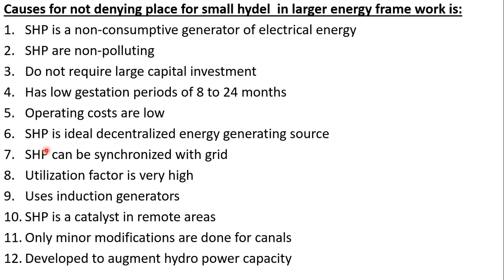And seventh one is SHP can be synchronized with the grid. This has been demonstrated in national demonstration projects in Himachal Pradesh, Haryana and Tamil Nadu. And SHP synchronization with the utility grid improves the voltage profile also. Eighth one, utilization factor is very high. With the interconnection and synchronization with the grid, the plant utilization factor is very high, so this is very economically attractive.